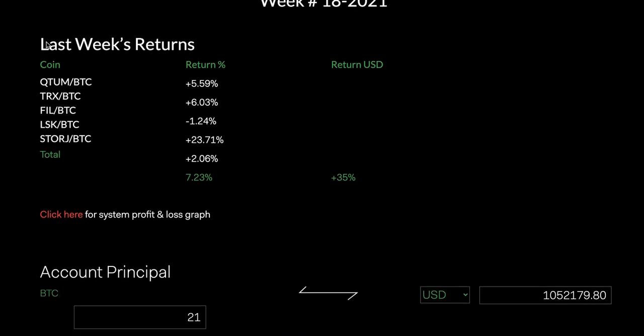So the first thing you see is last week's returns. This is the profit that it made, up or down. And this is in Bitcoin, and this is in US dollars.